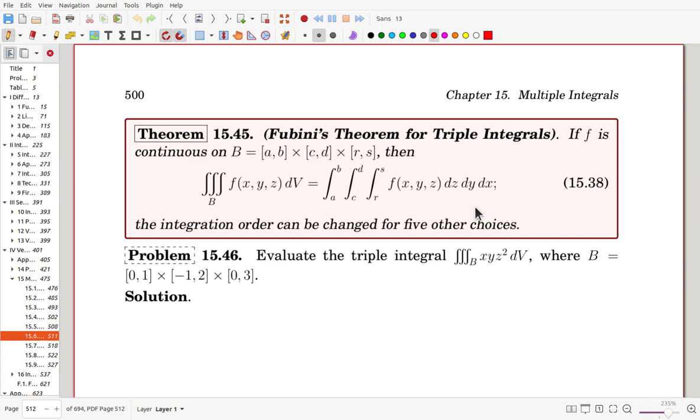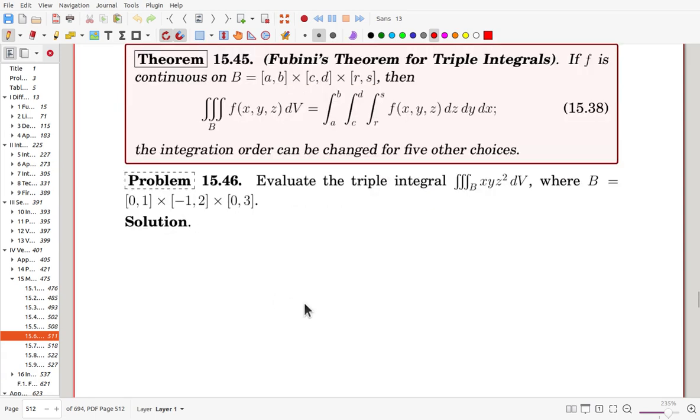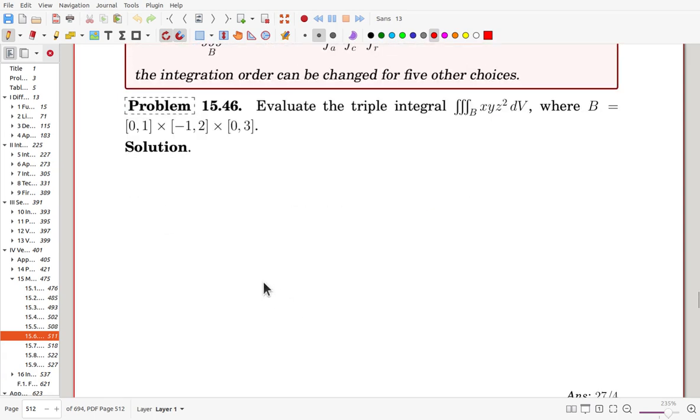And that is Fubini's theorem over the rectangular box. So the main idea is in the iterated integral. You can do it step by step, z direction, y direction, and x direction. Okay, let's try to solve this problem.